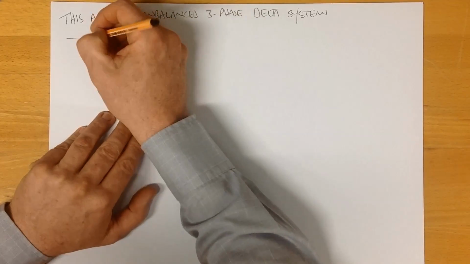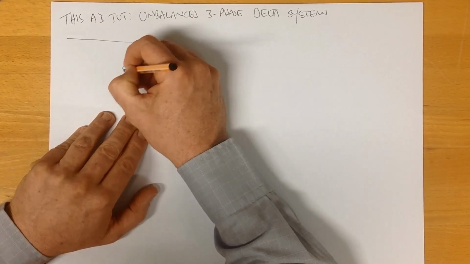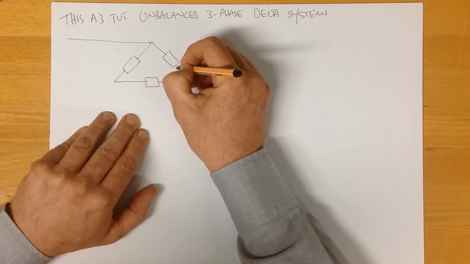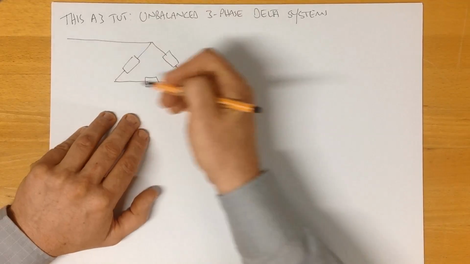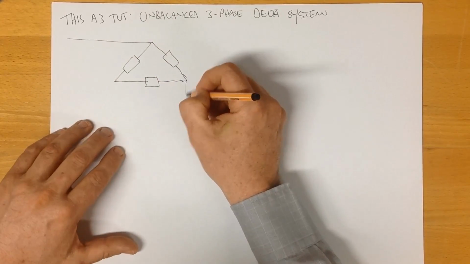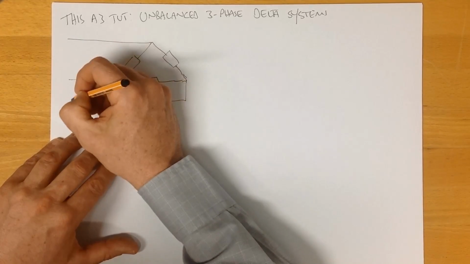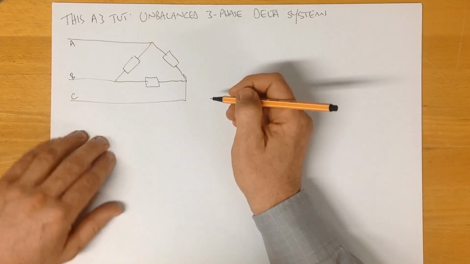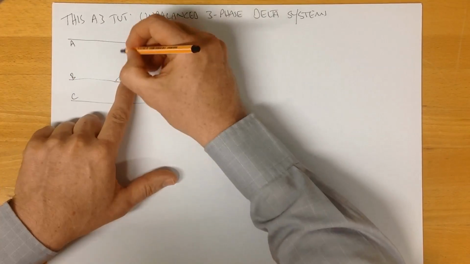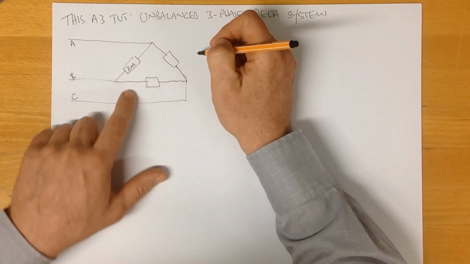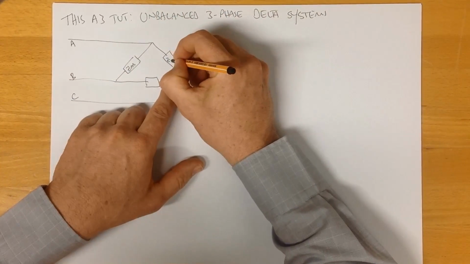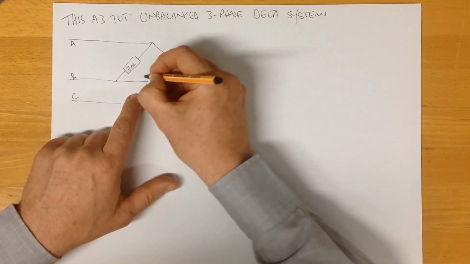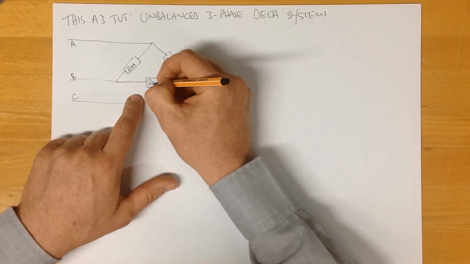Here we'll call this line A. We've got an impedance connected here, another impedance and another impedance connected in delta, because it looks like a triangle, the Greek symbol for delta. And we'll call these A, B and C, which means that this impedance here is ZAB, this impedance here is ZCA because it runs between the C and the A, and this one here is ZBC.